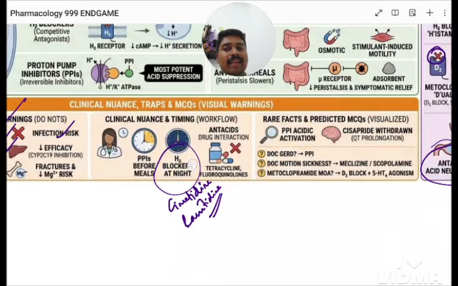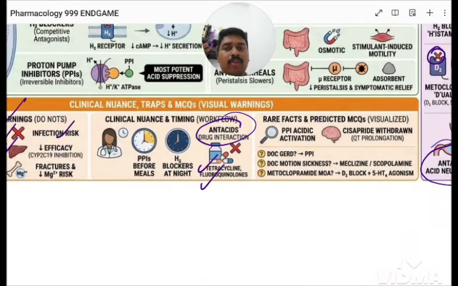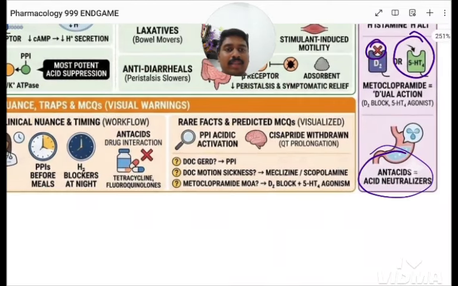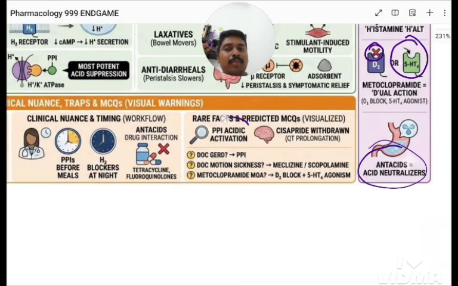Okay. Now, antacids can cause drug interaction and hence you should avoid them with tetracycline and fluoroquinolones, because these drugs require an acidic environment to get absorbed, but antacids will cause a less acidic environment, that it will go towards an alkaline environment. Okay. Next, for PPI, acidic activation is required, and cisapride is withdrawn.